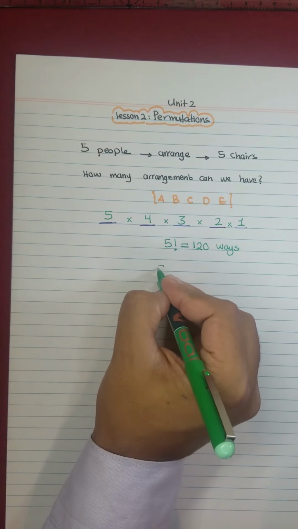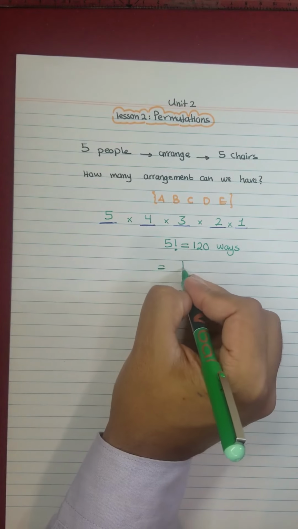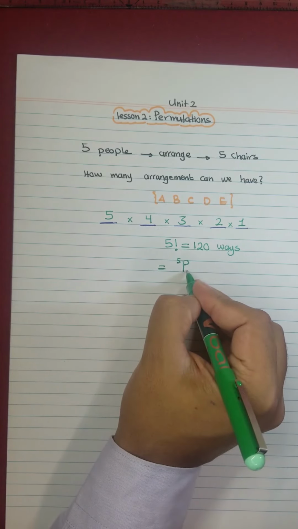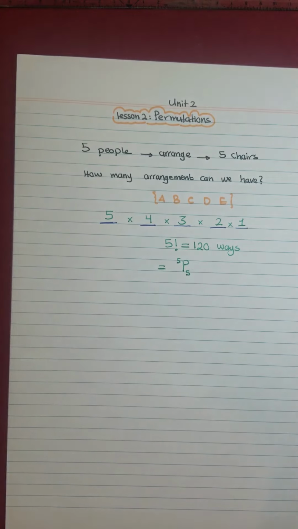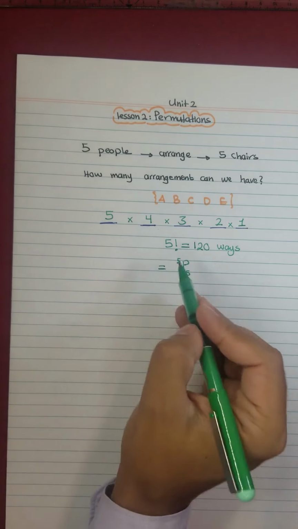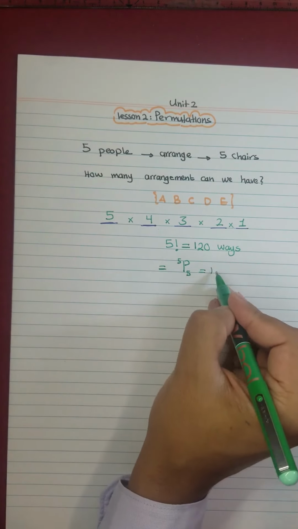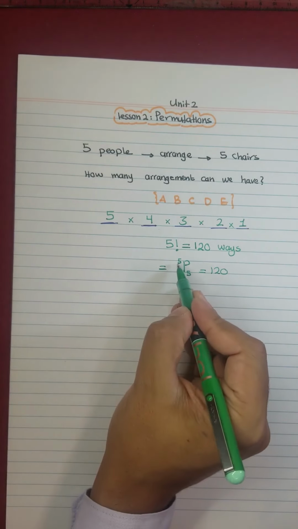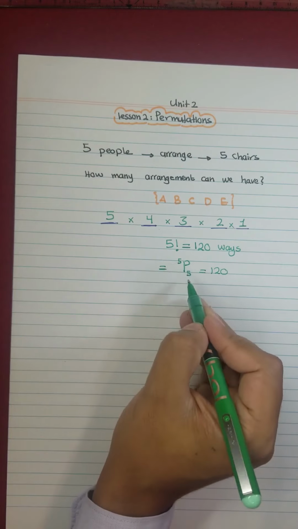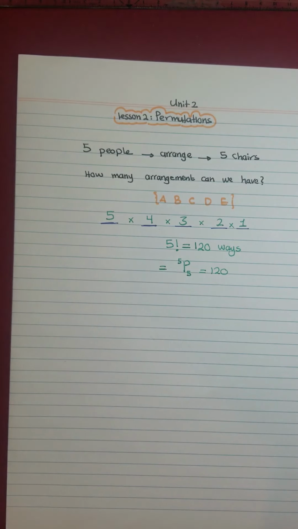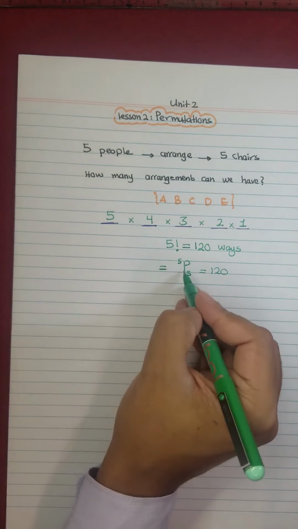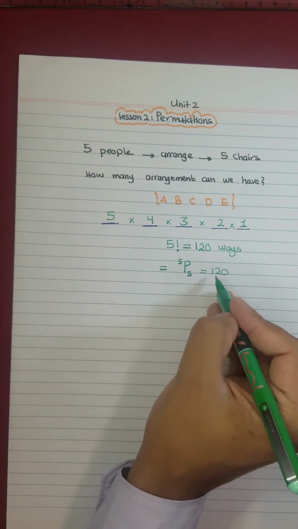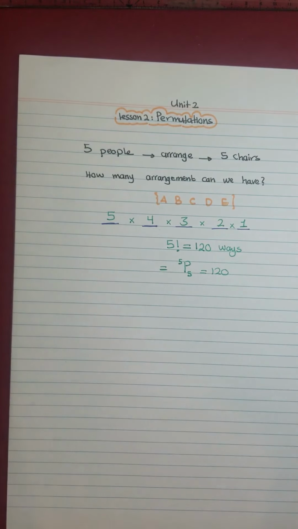You can say that this is the permutations of 5 people on 5 places. Again, this answer, which is 120, is the permutation of 5 people in 5 places. The arrangements of 5 people in 5 places. And as you notice, this is going to be 120.